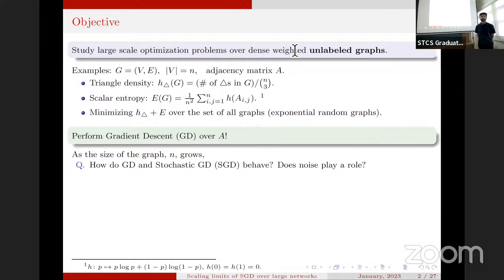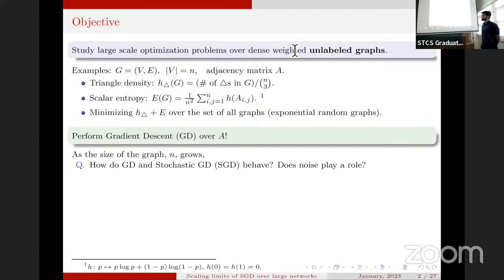The entries are between 0 and 1, so it could be weighted. Yes, I'm only looking at weights between 0 and 1. It's fine. If you don't think about entropy, you can talk about functions all the other time.